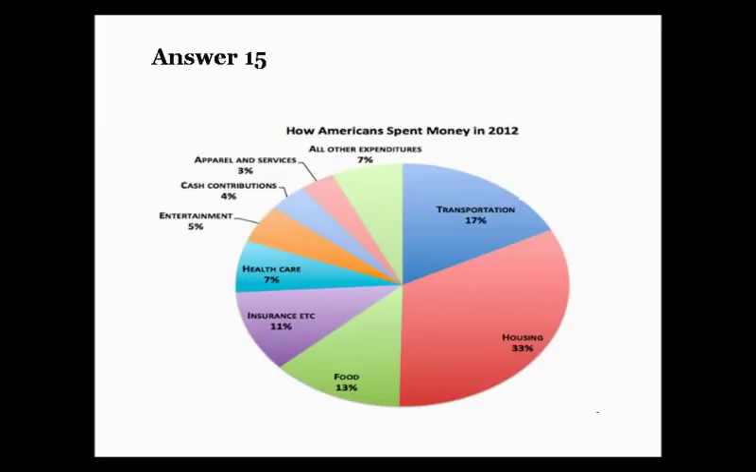According to the graph, the largest proportion goes to housing with a figure of 33%. Last but not least, the smallest proportion goes to apparel and services with a figure of 3%. In conclusion, for the rest of the categories, the numbers are ranging from 4% to 17%.